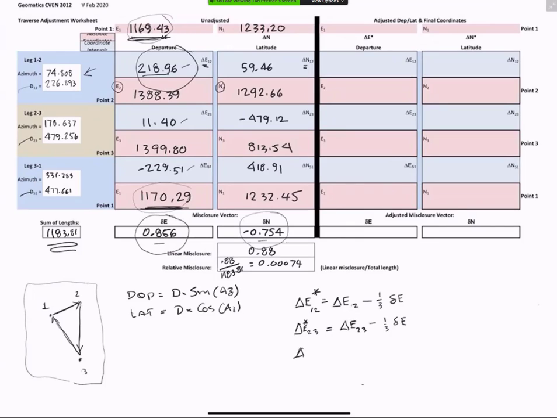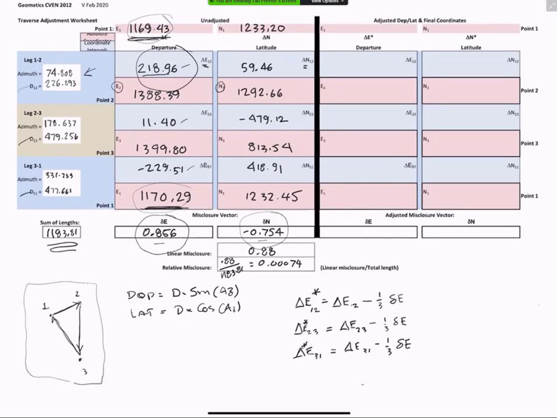And from 3 to 1, oops, I keep forgetting to put the east in, delta east 3 to 1 would be equal to delta east 3 to 1 and subtract a third from there. So then I've subtracted altogether the entire misclosure delta E from the easting. And I do the same thing for the north. However, we can do a little bit better than that.